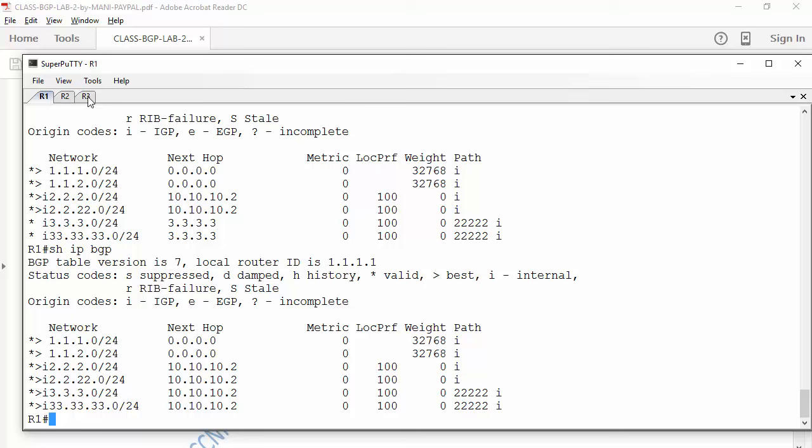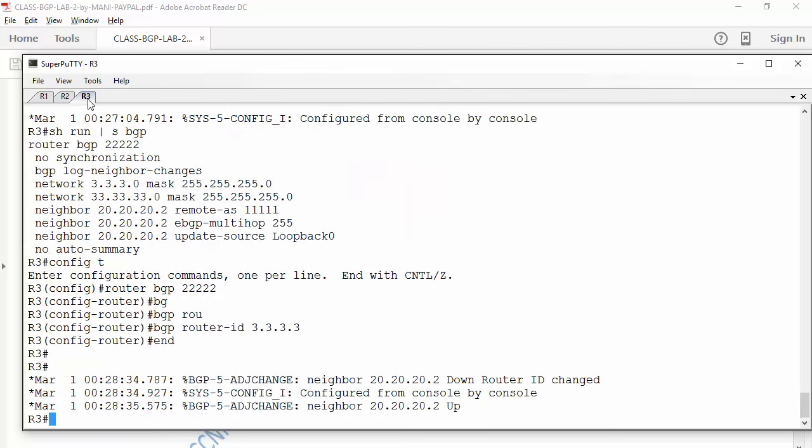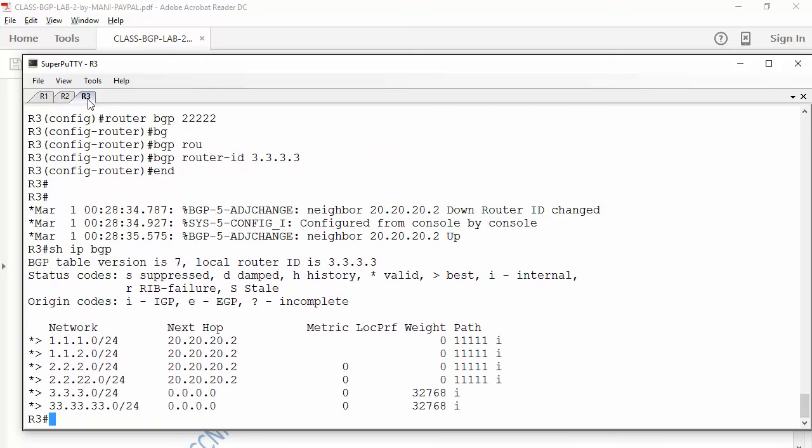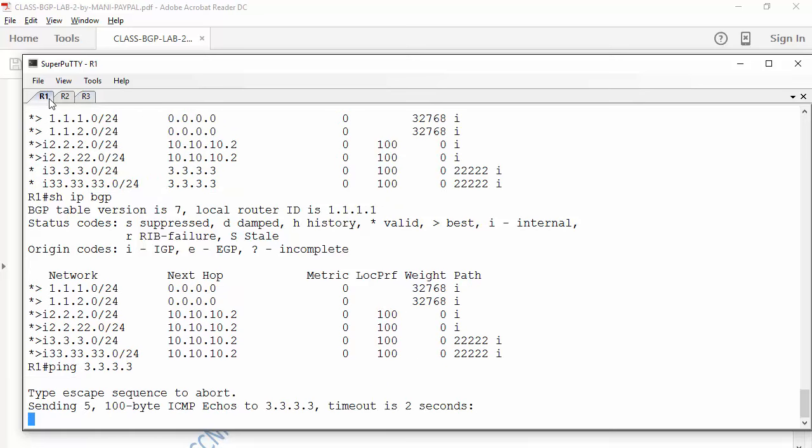If I try to ping from router 1, if I try to say ping 3.3.3.3, it is not going to work. The reason is the source address is 10.10.10.1, but if I go to R3 and type show ip bgp, I'm not going to see 10.10.10.1. I'm going to see only the loopbacks. So if I try to ping, it should not work.